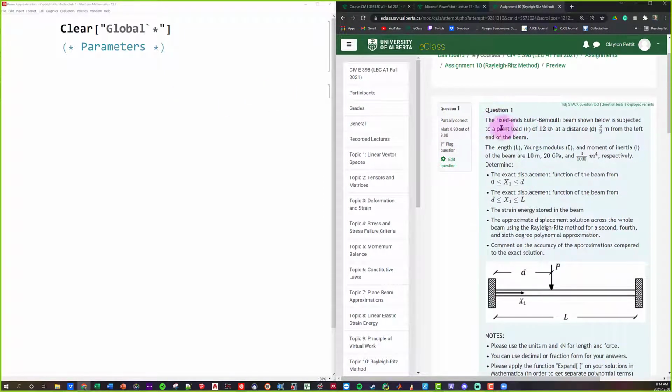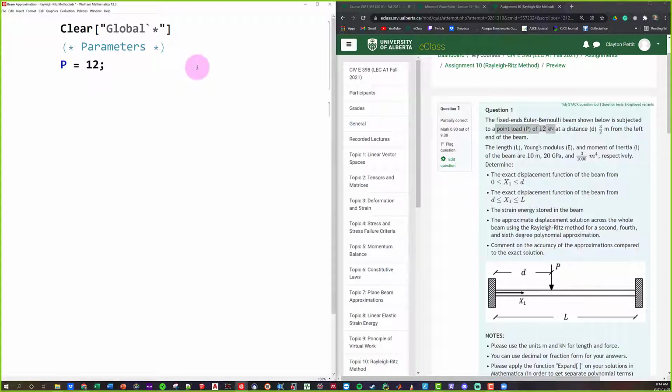The first one is that the beam below is subjected to a point load P of 12 kilonewtons. So I'm going to come down here and say, okay, perfect. We have P and it's equal to 12 kilonewtons. Now, there's a couple things that I'm going to ask you guys, the chat. The first one is, is this defined correctly? Did I do a good job defining P? Or should I modify it in any way?